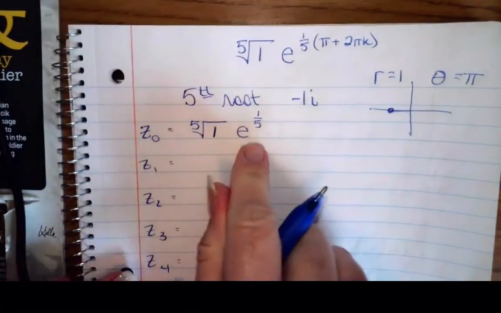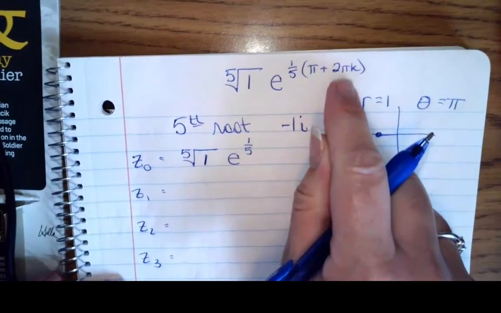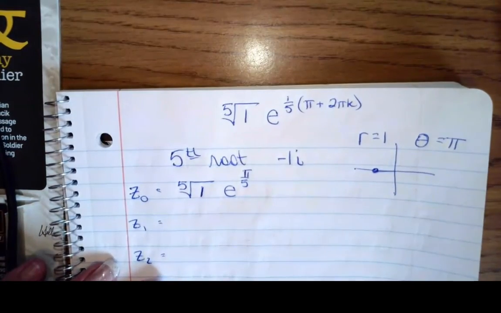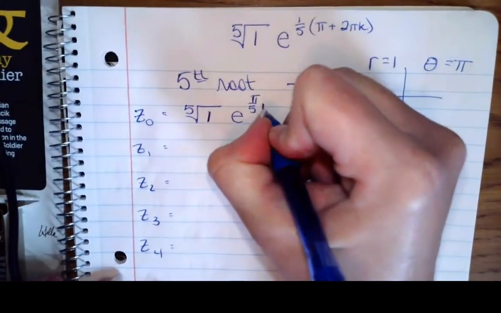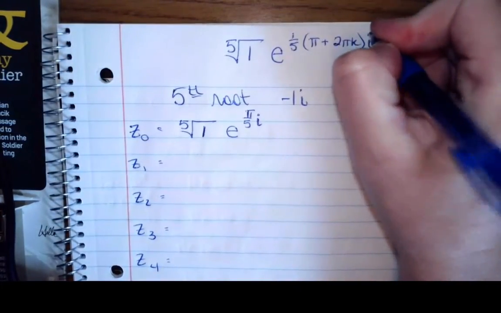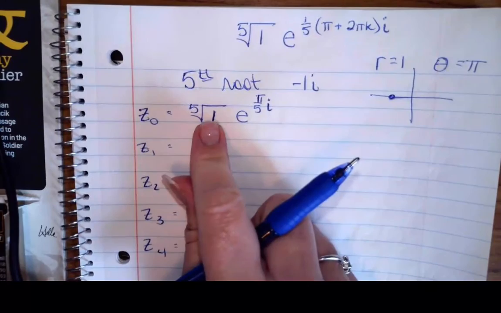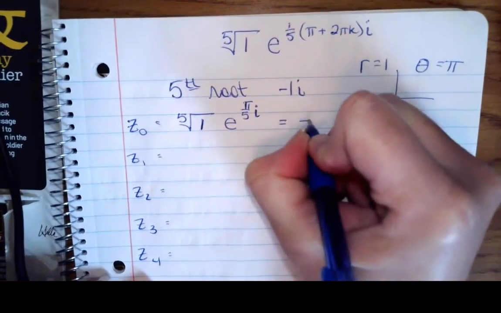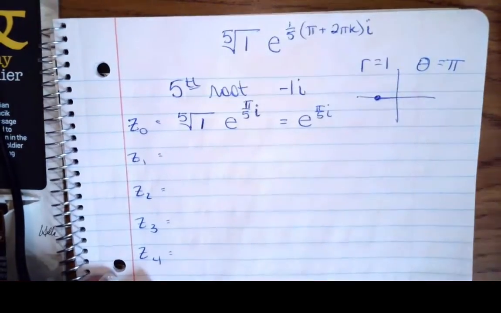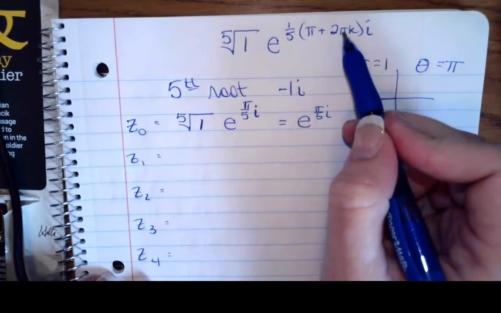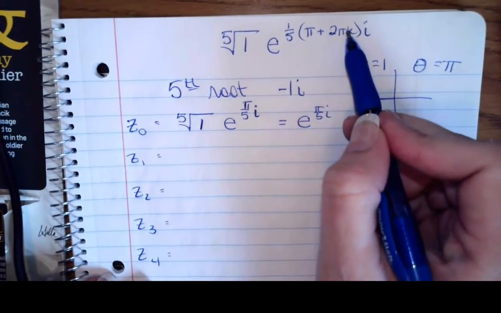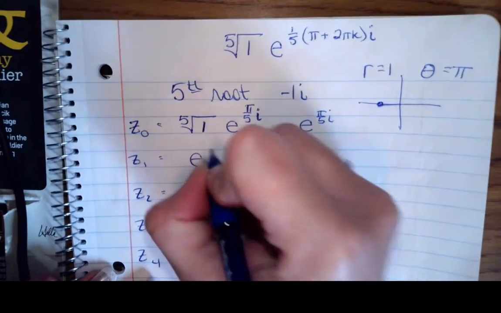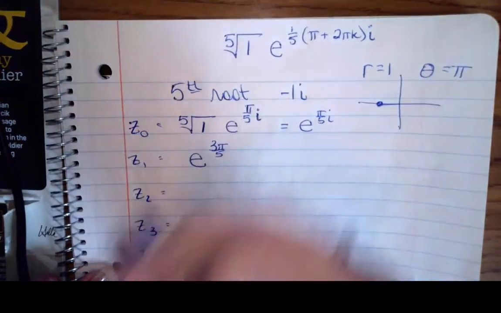Okay, so what have we got? 1/5 times, if my k is 0, I get pi. So this is just pi over 5. Okay, forgot my i. All right, see, what did I tell you? All right, so the 5th root of 1 is 1, which means your radius is going to be 1 the whole way through. So actually I can just change this to pi over 5 i. So the second one means I'm going to shove in a 1 here. So 2 pi's times 1 is 2 pi's, plus a pi is 3 pi's. So I'll have 3 pi's over 5. So this is e to the 3 pi's over 5 i.